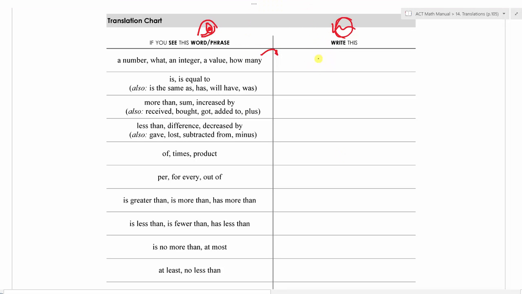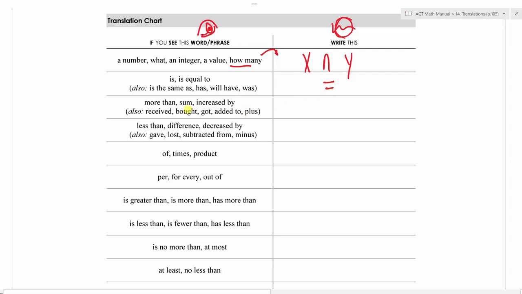First, if you see a number or what or an integer or, as we saw above, how many, that's going to be a variable, an x, an n, a y, whatever you want. Keep in mind that if the question already contains an x that has been defined as something else, for instance, if they say something like Maria has x dollars, and then they say how many in a later part of the question, you might not want to use x because you're going to get it confused with the number of dollars that Maria has. Now, is equal to, that one is pretty self-explanatory for most students.